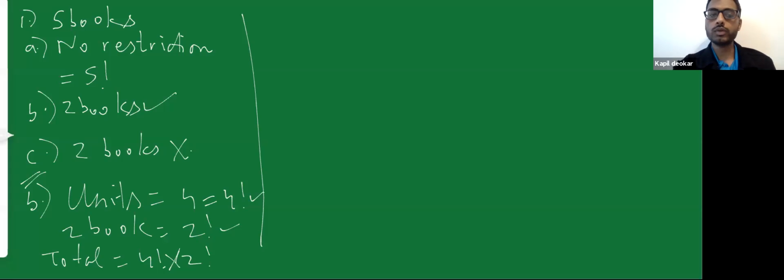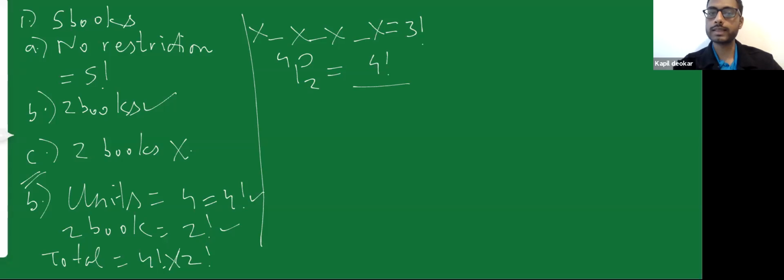And the answer of C, that 2 books should never be together. For this condition, we forget those 2 books. Then how many books are left? 3 books are left. The remaining 3 books can be arranged in 3 factorial ways. And then we have to arrange those 2 books also. For those 2 books, how many places will we have? 1, 2, 3, 4, 4 places. Out of those 4 places, we are going to fill 2 places. So that can be done in 4P2 ways. Or I can say 4 factorial upon n minus r, that is 4 minus 2, that is 2 factorial ways. So total is equal to 3 factorial into 4 factorial divided by 2 factorial.